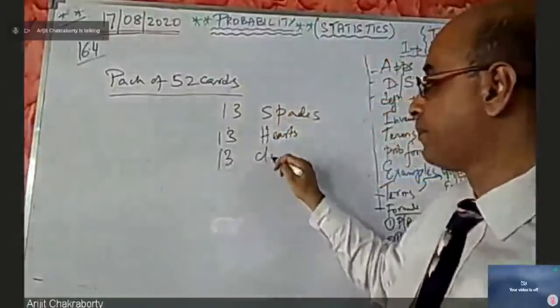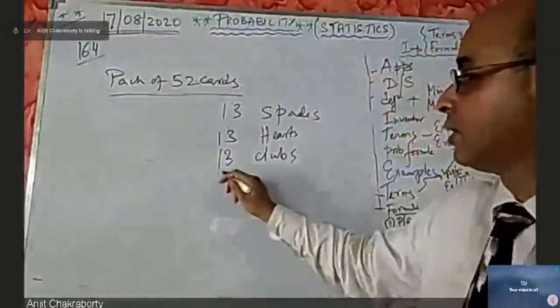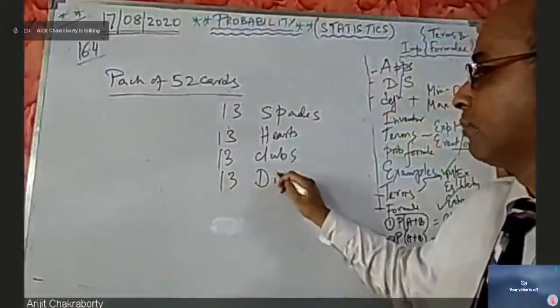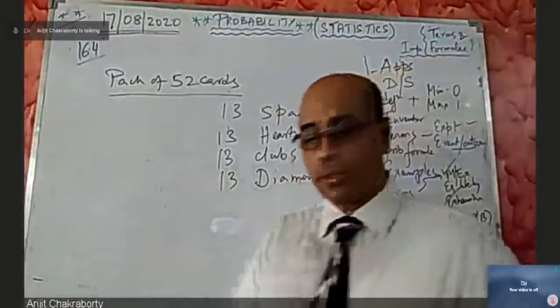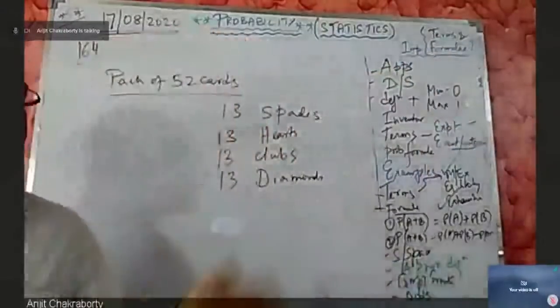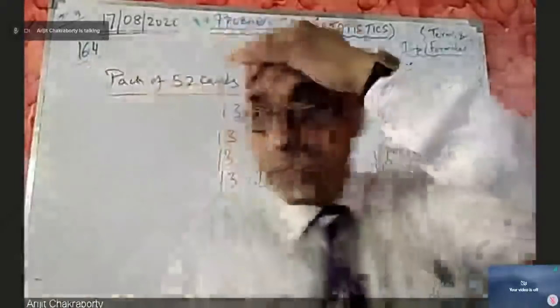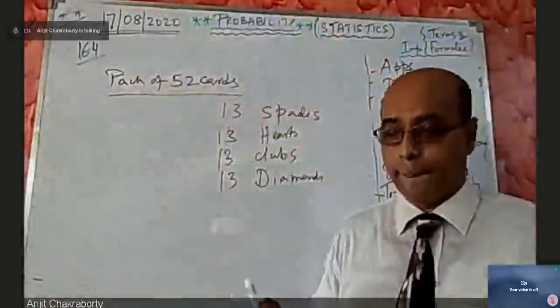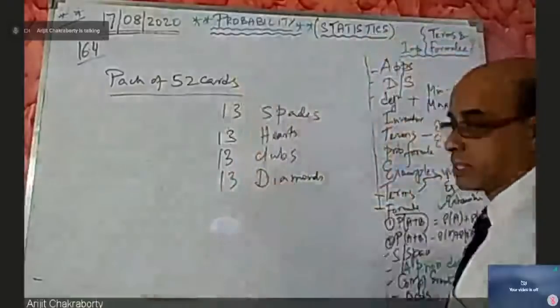13 clubs. And we also have 13 diamonds. Okay, 13 diamonds. So please keep a note of this. So from a pack of 52 cards, there are 13 spades, 13 hearts, 13 diamonds, and you have 13 clubs. Fine. Now, each of these groups of 13 cards has an ace.